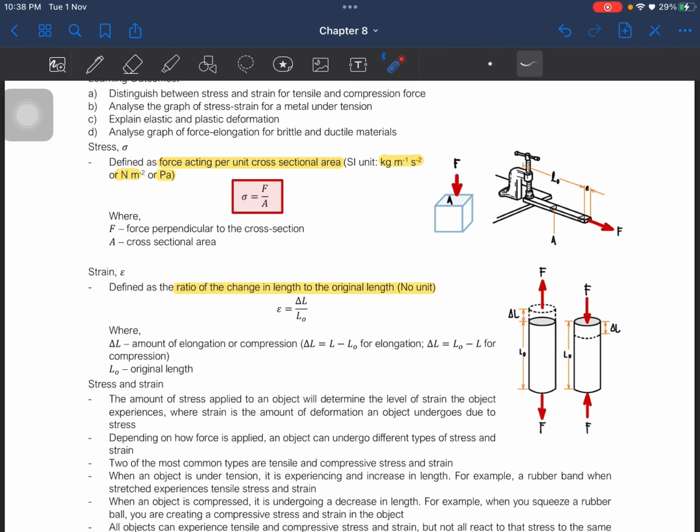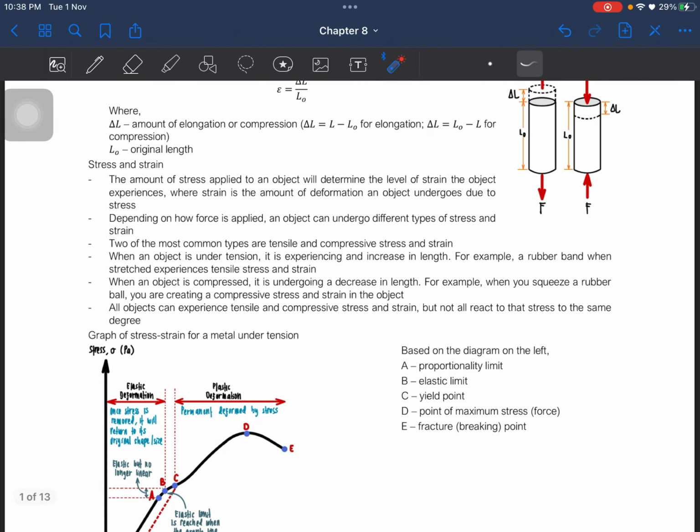Okay, so stress and strain. So the amount of stress that we apply to an object will determine the level of strain the object would experience. Okay, so strain is the amount of deformation an object undergoes under stress ataupun due to stress. So it depends on how the force is applied. An object can undergo different types of stress and strain, depends on how the stress is applied lah.